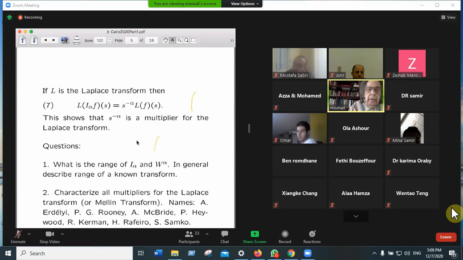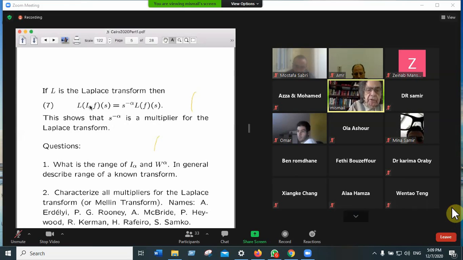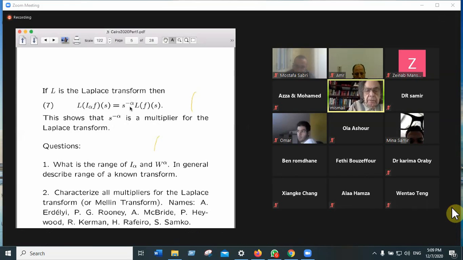But the point here is that this thing is now called a multiplier. Okay, so what is a multiplier? You have some transform. A multiplier is when you take the transform applied to some operation acting on a function, and you get something times the transform acting on the function. So this is an example of a multiplier. I'll show you other examples very soon.